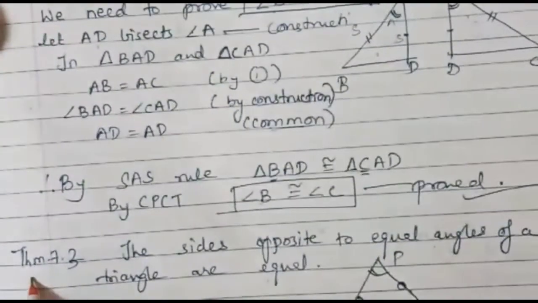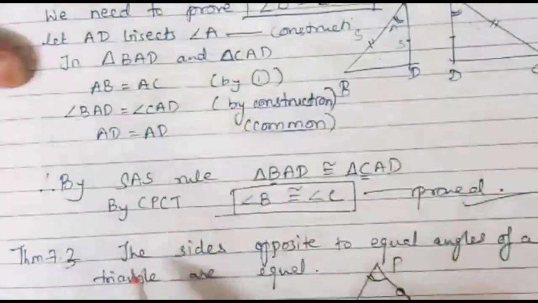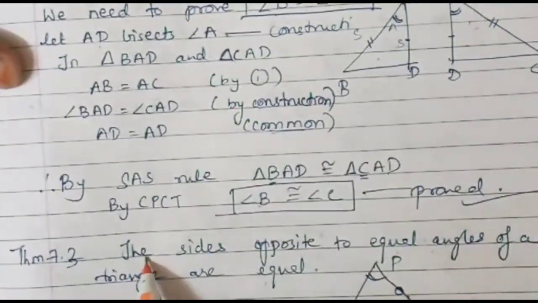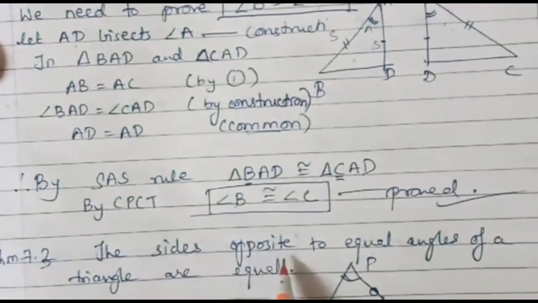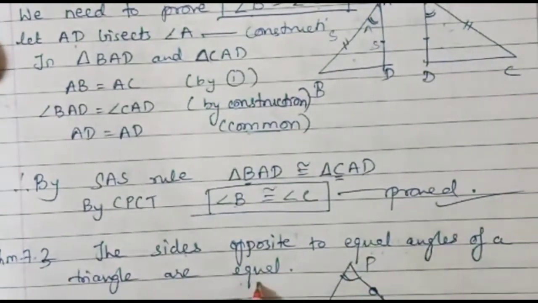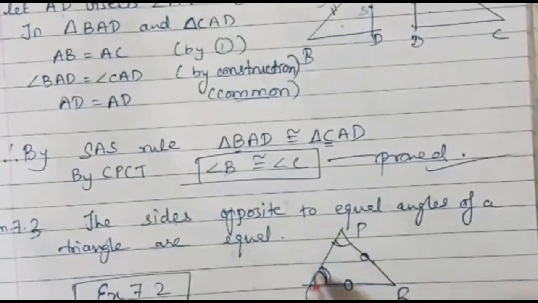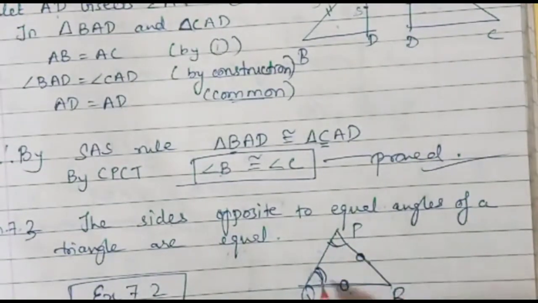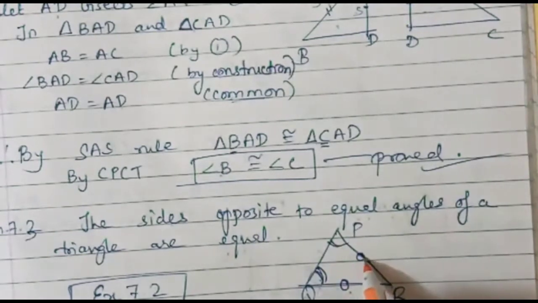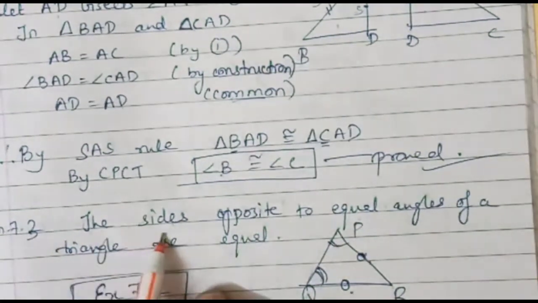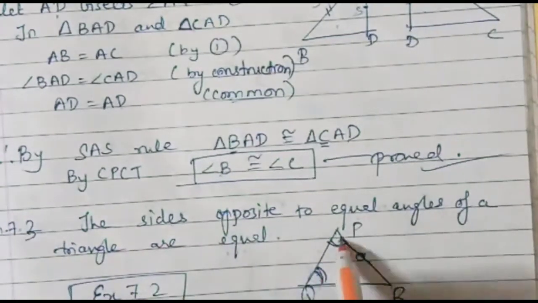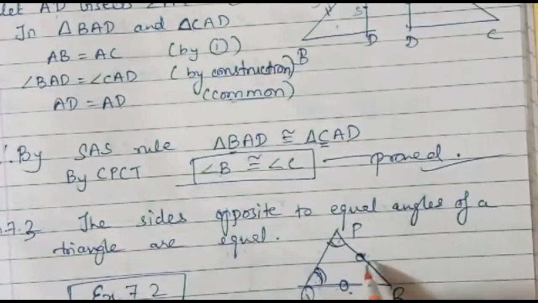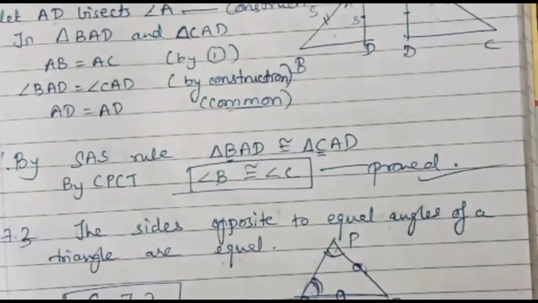Now the next theorem is 7.3, which is just the converse of the first theorem. Here it is given that the sides opposite to equal angles of a triangle are equal. That means suppose you have triangle PQR and two equal angles are angle P and angle Q. We need to prove that the opposite sides are equal. This result we will accept without proof: if two angles are equal, then the opposite sides also will be equal in a triangle.